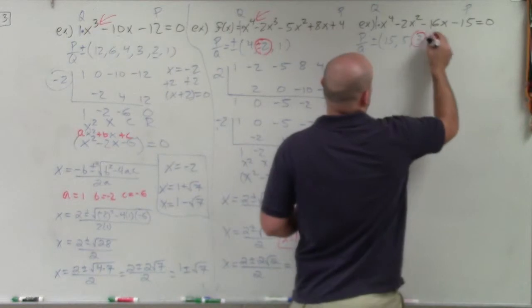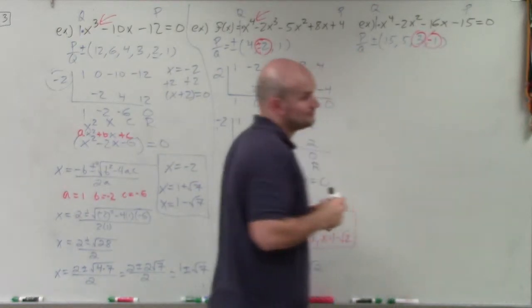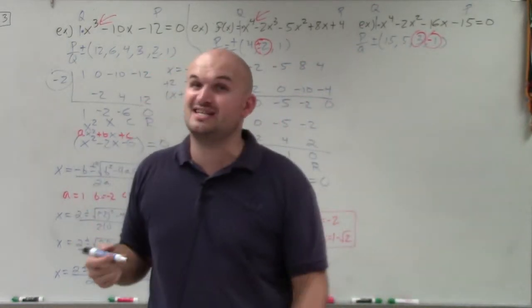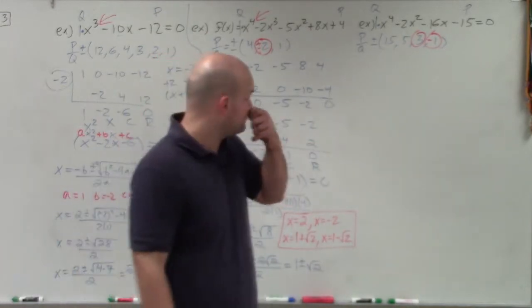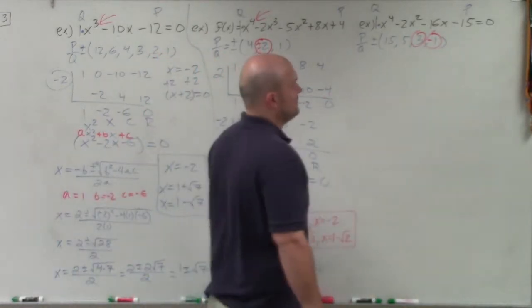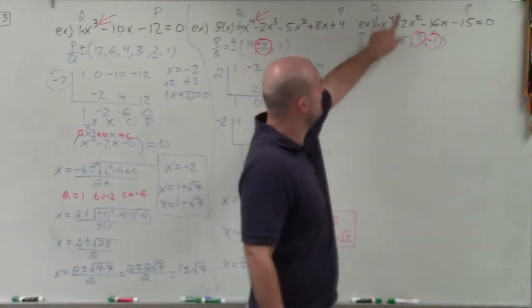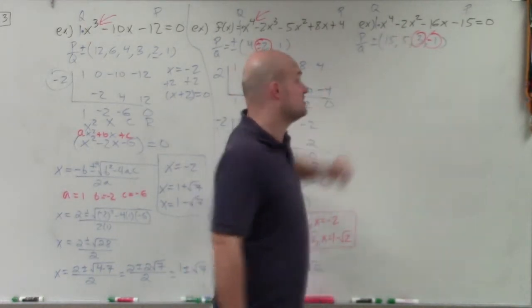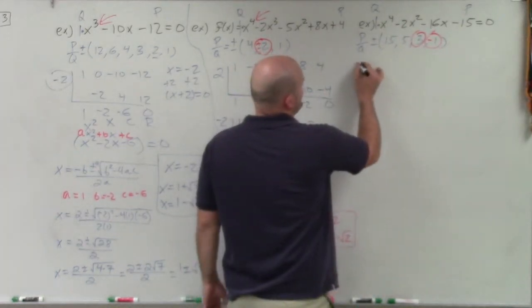So 3 was a 0, and negative 1 was a 0. OK? I just looked at the graph, saw where it crossed the x-axis, and those are my 2 zeros. So now we're going to use synthetic division. Notice, again, synthetic division, I'm missing x cubed. So I have to use a placeholder for that. So I'm going to use synthetic division for 3.